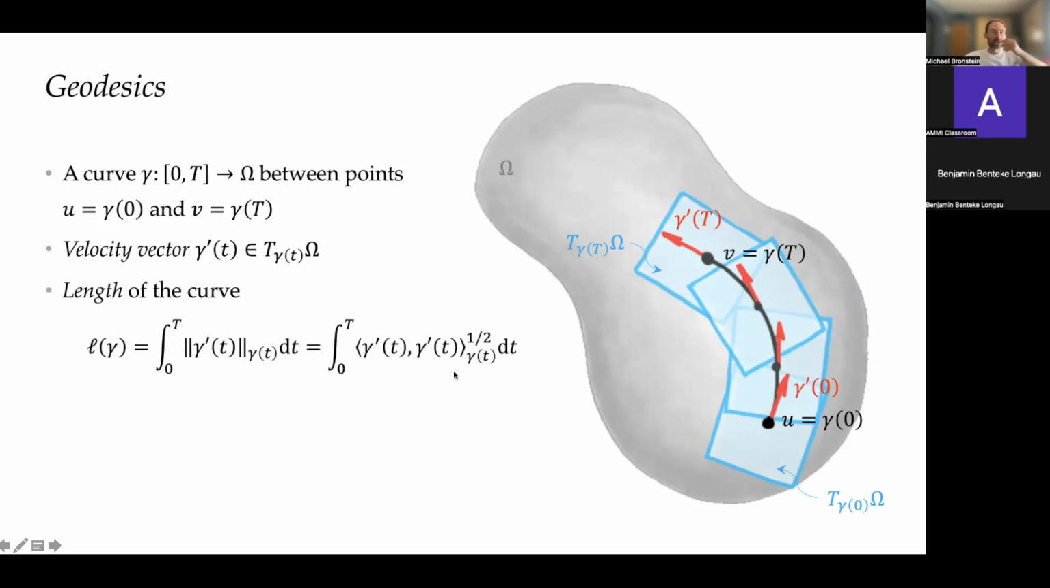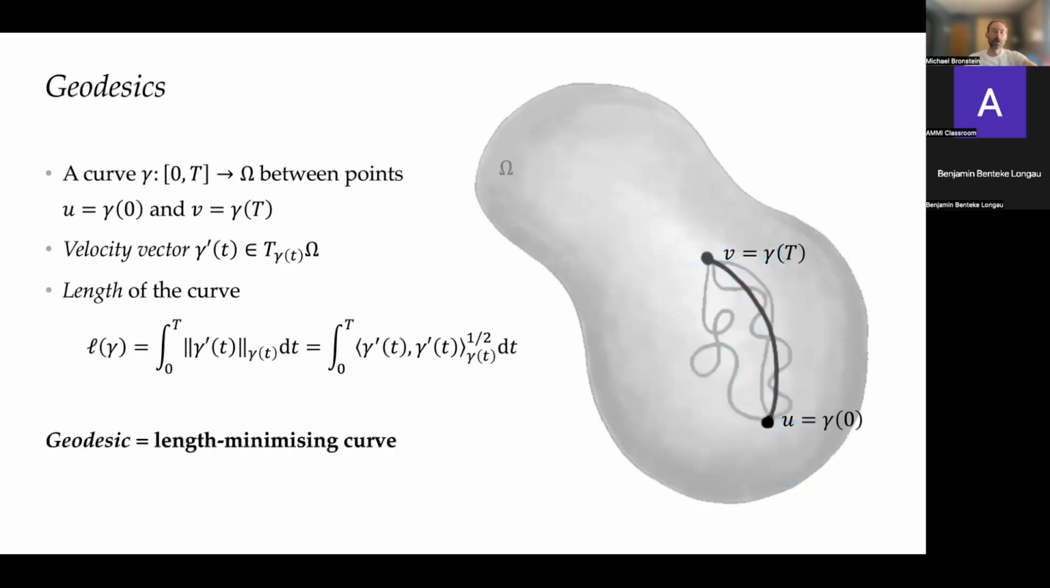So how can we measure the length of the curve? I can just break it into these small intervals and sum them up, right? So if I take the limit, then we get the integral over the length, or the norm of the velocity vectors. And I remind you that the norm is given by the Riemannian metric. And if we integrate it between 0 and t with respect to the time parameter, we get the length of the curve. And a geodesic is simply a length minimizing curve.